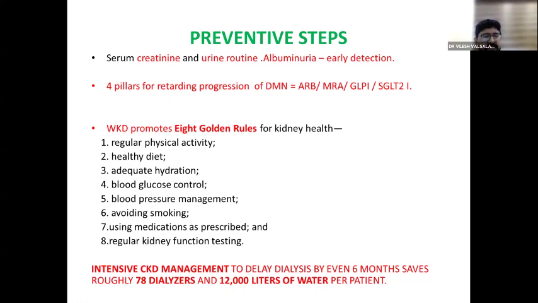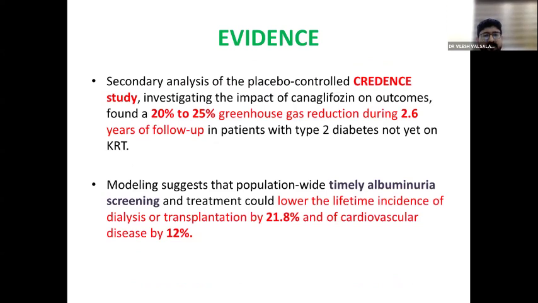Because when you have intensive CKD management and delay dialysis by even 6 months, you are roughly preventing 78 dialyzer sessions, which is equal to 12,000 liters of water saved per patient. That is why, if you take one step like this to save a patient from progression, you are indirectly reducing the environmental burden of the disease. There is a lot of evidence that when you treat the patient on time, you can reduce cardiovascular events by 12% and dialysis and transplant by 21%.